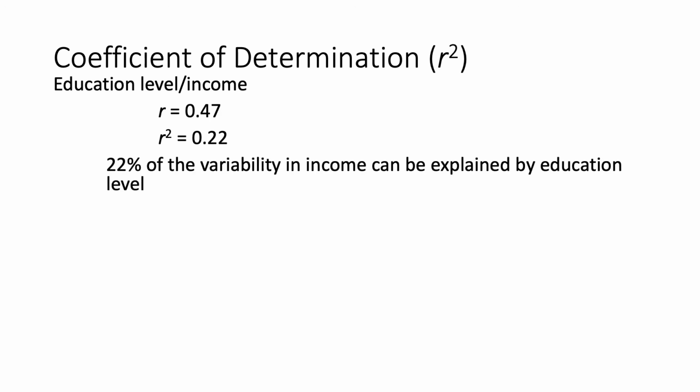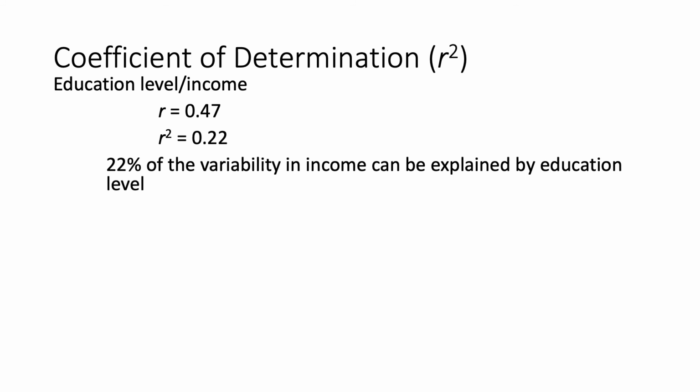So to wrap up, let me give you a couple of examples. There is a correlation between education level and income. I'm going to say that correlation is 0.47. It's positive. So as education level increases, so does income. When I square that and use the coefficient of determination, I get 0.22. That is interpreted as 22% of the variability in income can be explained by education level.